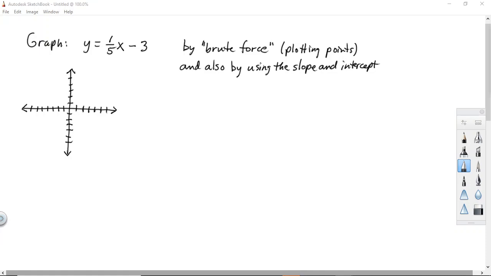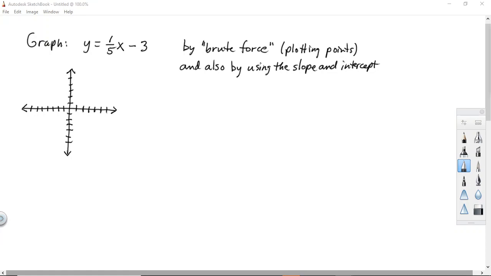Okay, so here's today's board work problem. Take a look: graph y equals 1/5 x minus 3 by brute force, which means plotting points, and also by using the slope and intercept. So graph this two ways. If you're not sure about one of them, just graph the way that you do know, but see if you can do it both ways. And pause the video, then work on it, and then start the video back up.